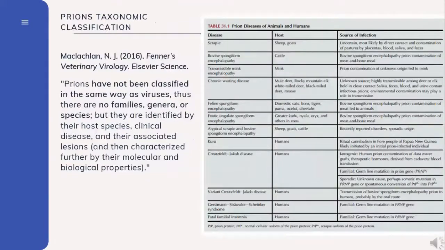As for the taxonomic classification of prions, quoting from Fenner's Veterinary Virology by McLachlan, it was stated that prions have not been classified the same way as viruses or even viroids, which have families, genera, and species. However, prions are identified by their host species, named after the clinical disease that they cause, and their associated lesions or injuries that their infected hosts experience.